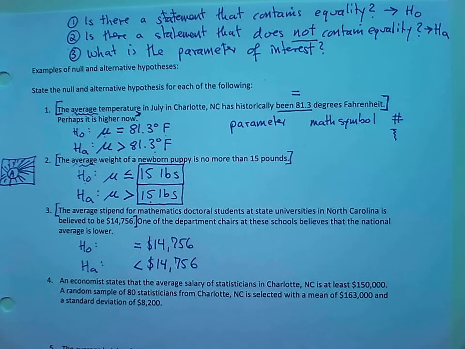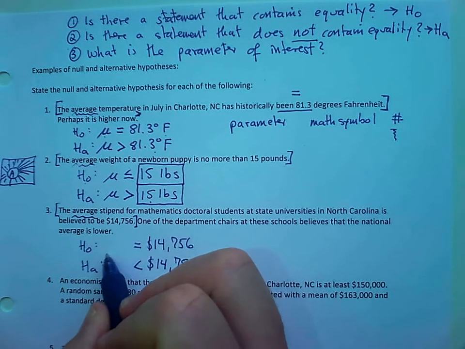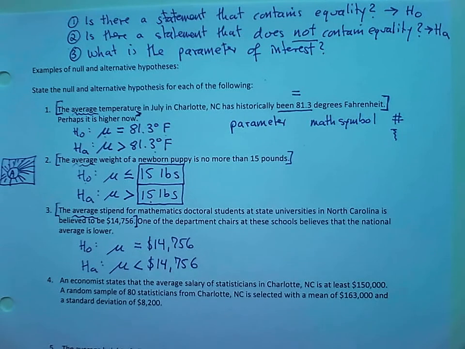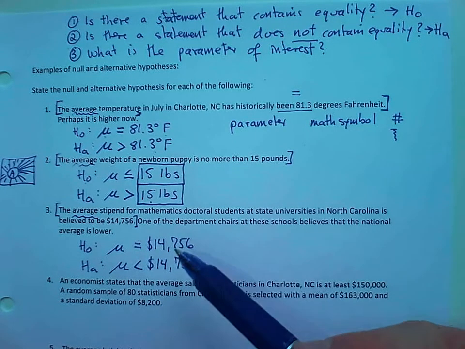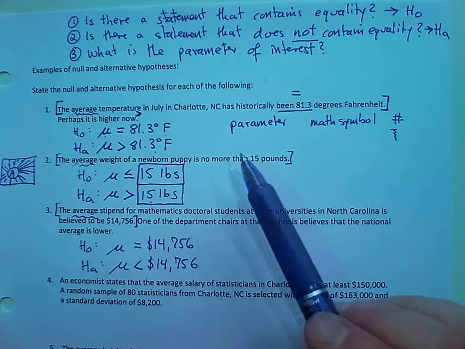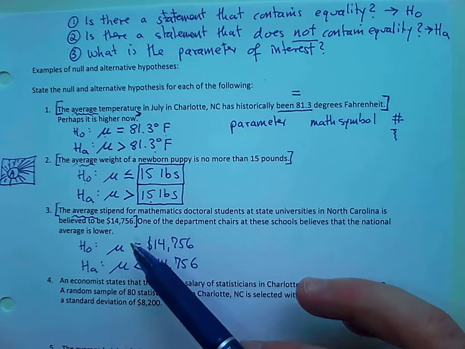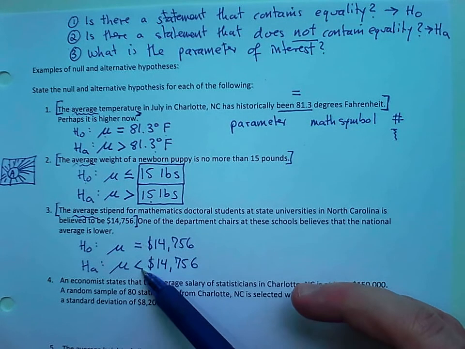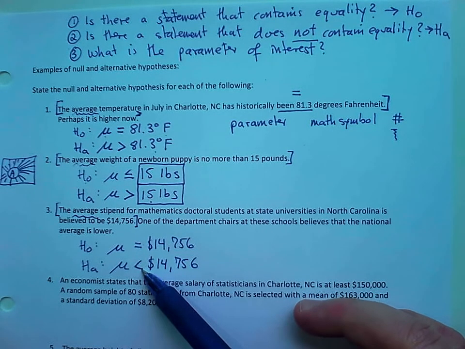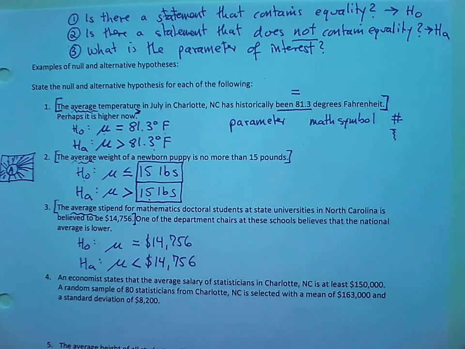Number 3, what is the parameter of interest? We're talking about an average here, so therefore we're dealing with mu's, not proportions. And here we have the null and the alternative hypothesis for number 3. Again, we're following the same concepts that we have in all of these previous examples. Parameter, math symbol, number. Equality only in the null hypothesis. Inequality or strict inequality in the alternative hypothesis. The numbers are the same, and so on and so forth. All right, let's go on to number 4.